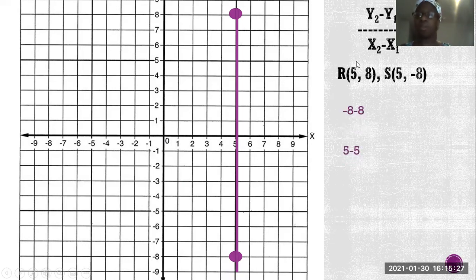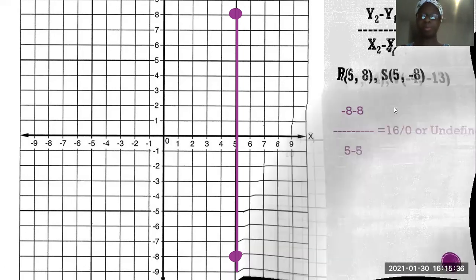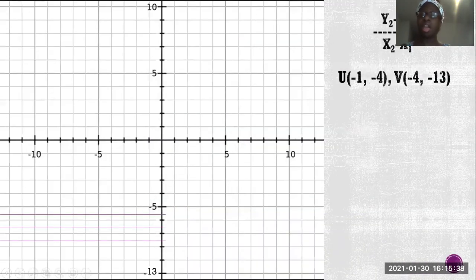But we can, of course, do our slope formula. And this will be 16 over 0. And because 0 is in the denominator, it'll be undefined. Okay, now we have y2 minus y1 over x2 minus x1, and we have our U, and we have V. Now, of course, this goes to negative 13.